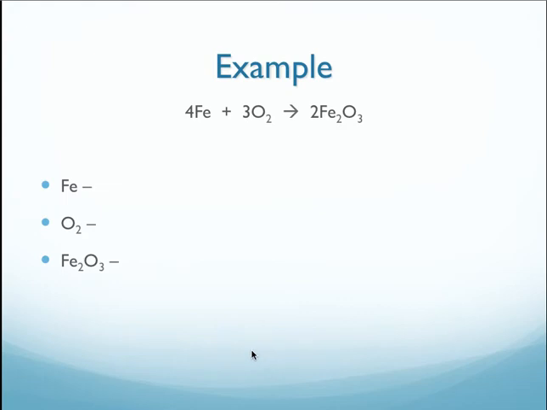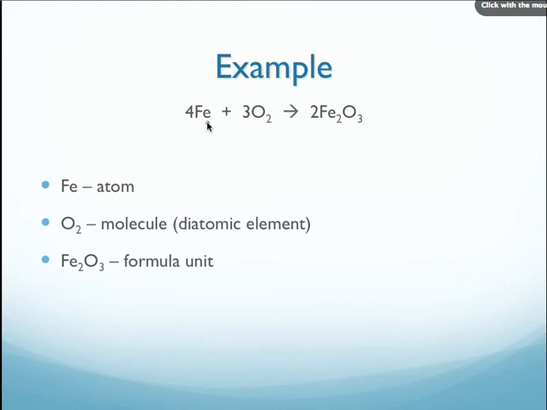Okay. So, looking at this equation, if I were to read this, I'd say 4 atoms of iron plus 3 molecules of oxygen will react to form 2 formula units of iron 3 oxide. Okay, a formula unit representing an ionic compound between a metal and a nonmetal.